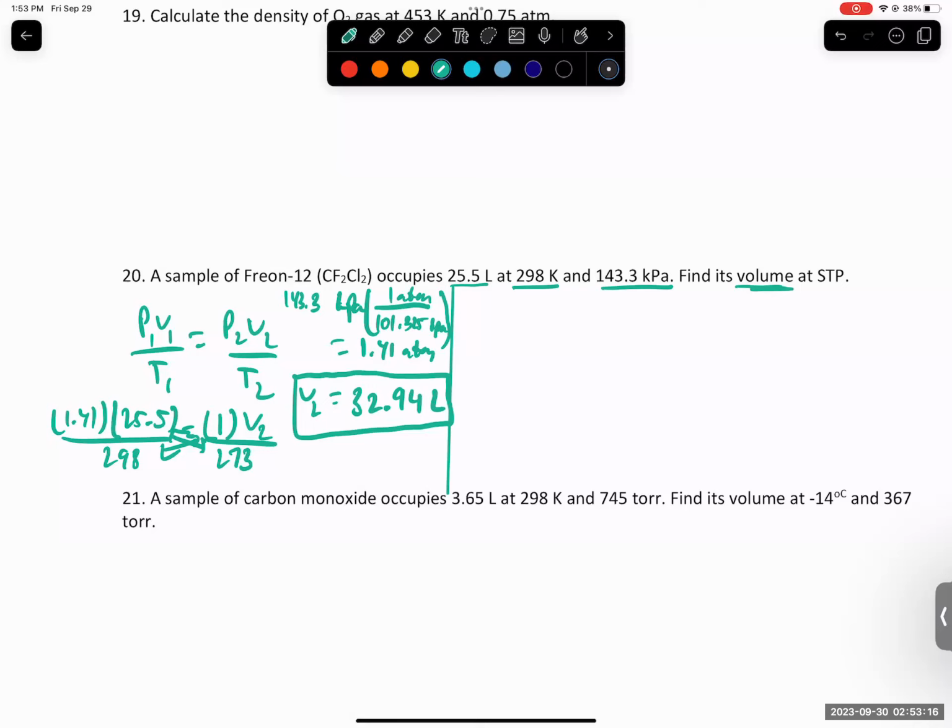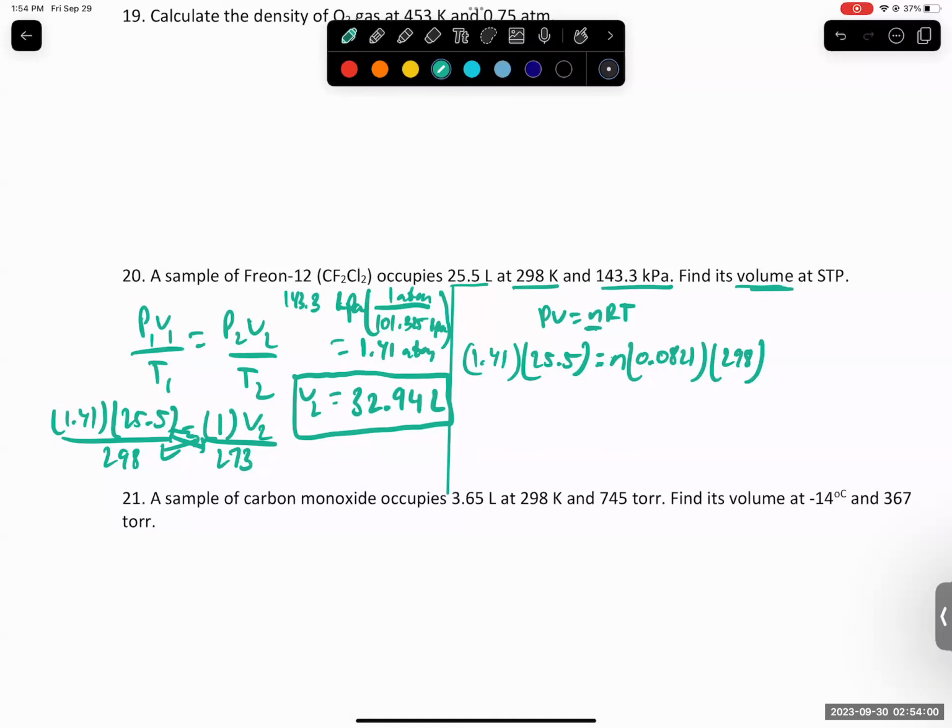This is the second. What you also could have done is you could have used the ideal gas law, PV equals nRT. Now we're gonna find our moles of Freon 12 first, because I remember there's a little shortcut you could use to go from moles to liters. So let's do that. That's 1.41 atmospheres again, times our volume 25.5 equals our number of moles, which is n, R is a constant, 0.0821 times temperature 298.